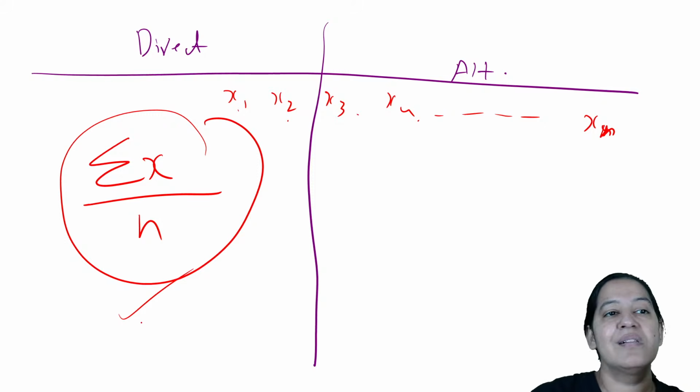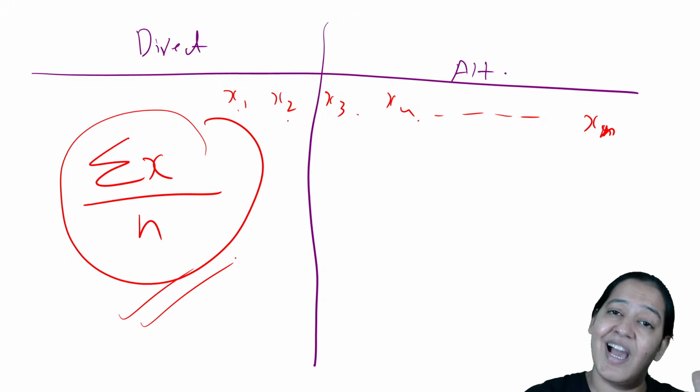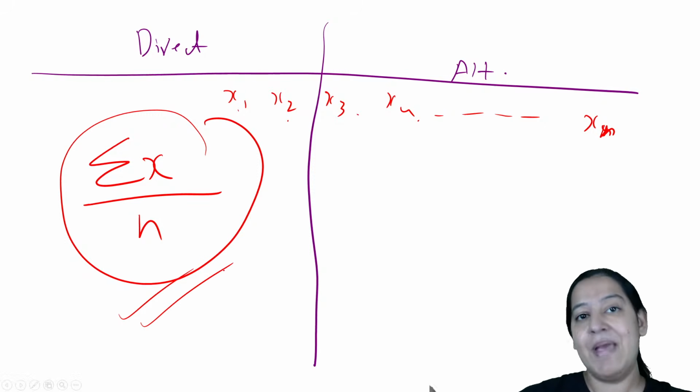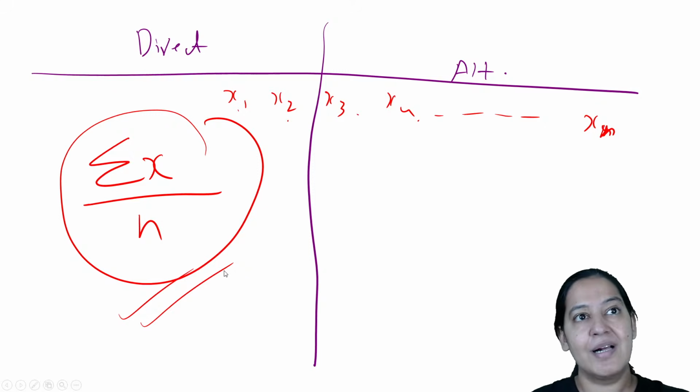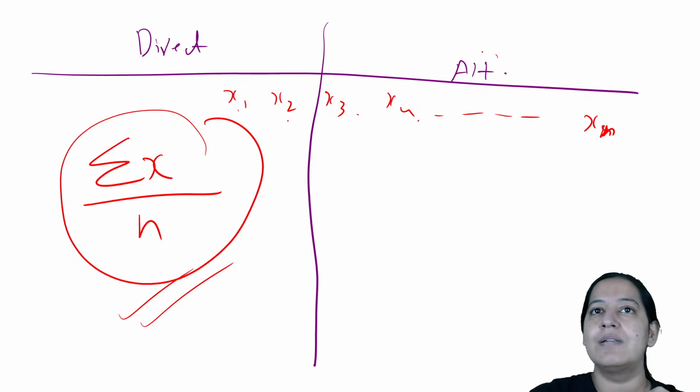But for bigger numericals, this method is useless. It will take time. It is tedious. It is a big method. Done. For bigger numericals, we have another method which is known as the alternative method.